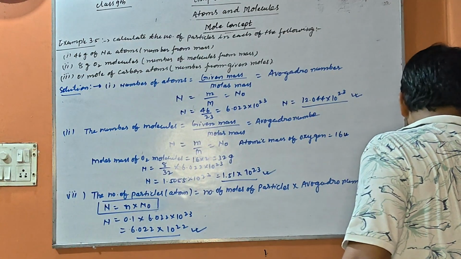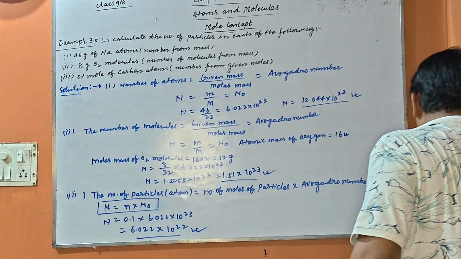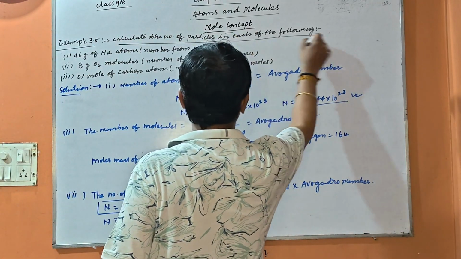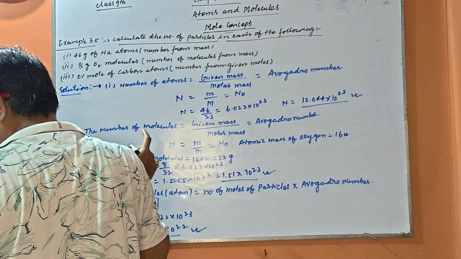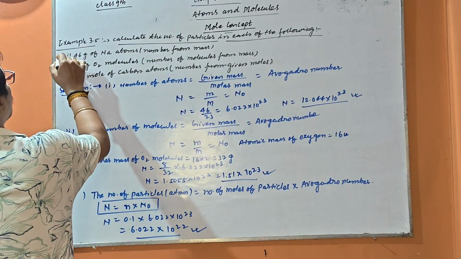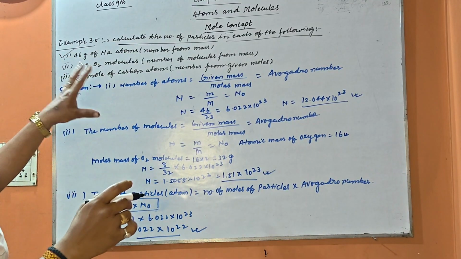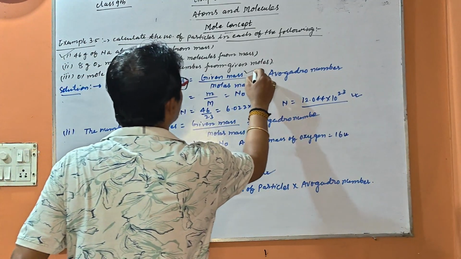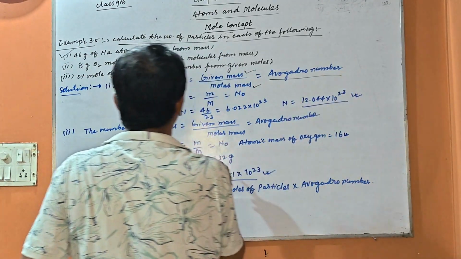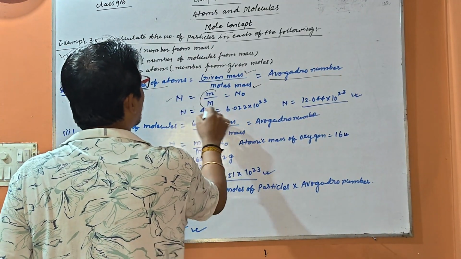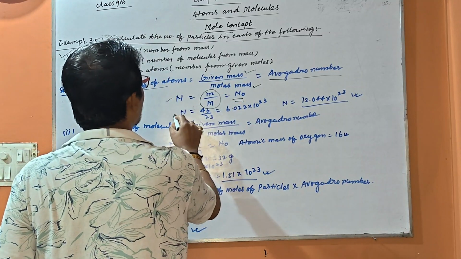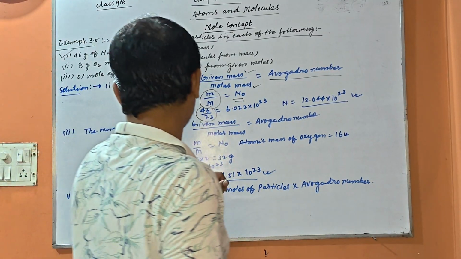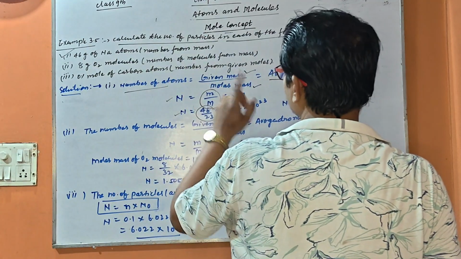So my dear students, let us understand it in a very simple and easy step. The question is asking: calculate the number of particles in each of the following. Question 1, 46 gram of sodium atom. Number from mass: number of atoms is equal to given mass by molar mass, multiplied by Avogadro number. N is equal to m by M into N0, so N is equal to 46 by 23. 46 what? 46 gram of sodium atom.